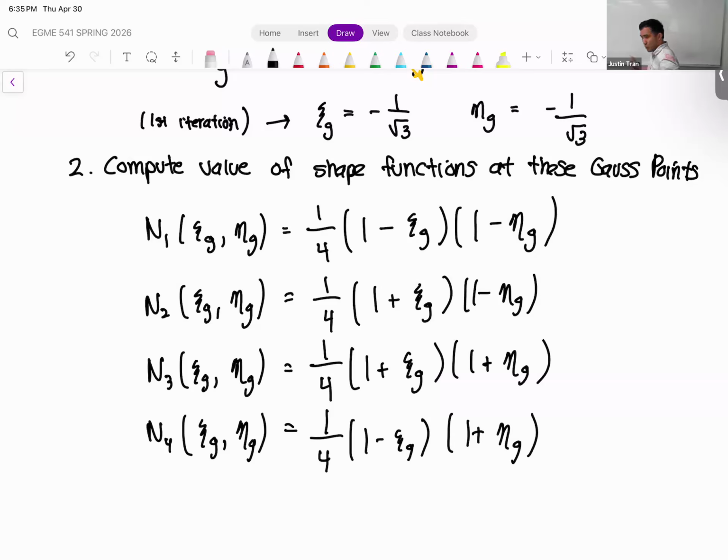Okay. So those are our formulas for the 4 shape functions. But since we're plugging in for epsilon g and eta g, realize that you're going to get explicit values for this.